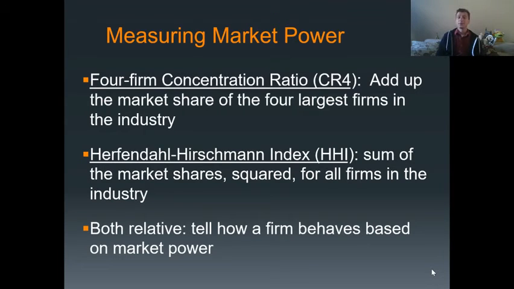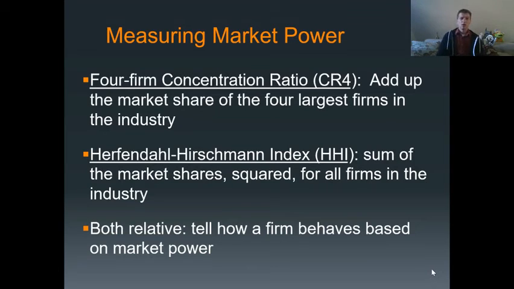Now, how do we figure out this market power? It is through two different types of calculations. The four firm concentration ratio, or CR4. Basically, all you do is just add up the market share of the four largest firms in the industry. And if it's very, very high, you got an oligopoly. If it's not, well, then you have a different type of market structure.